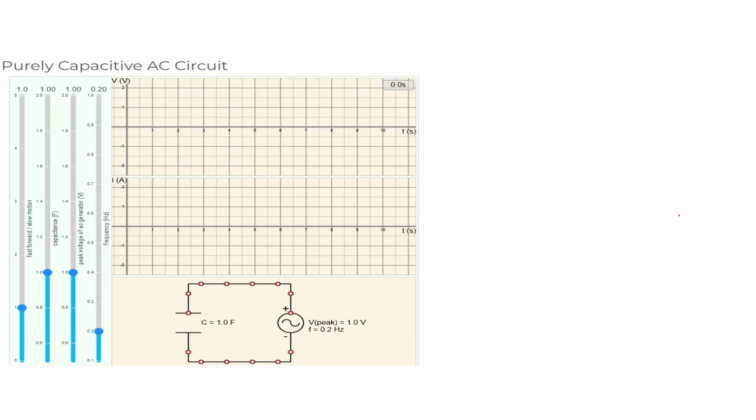Now we will move on to the capacitor part. What happens when a capacitor is connected to the AC circuit? Capacitor is connected to the AC source. Observe what happens to the voltage and current.